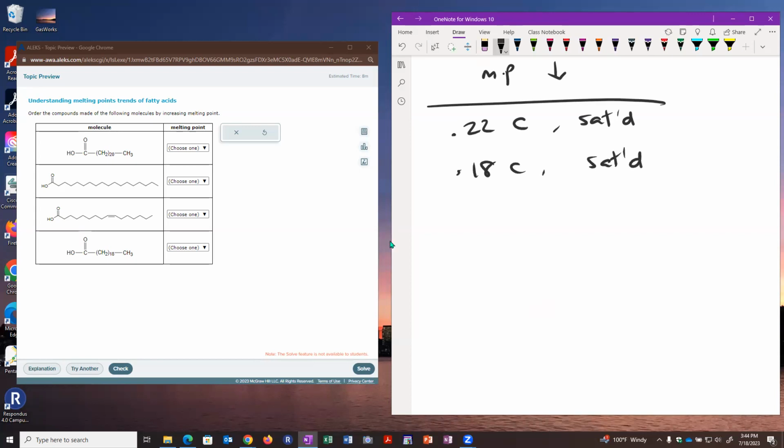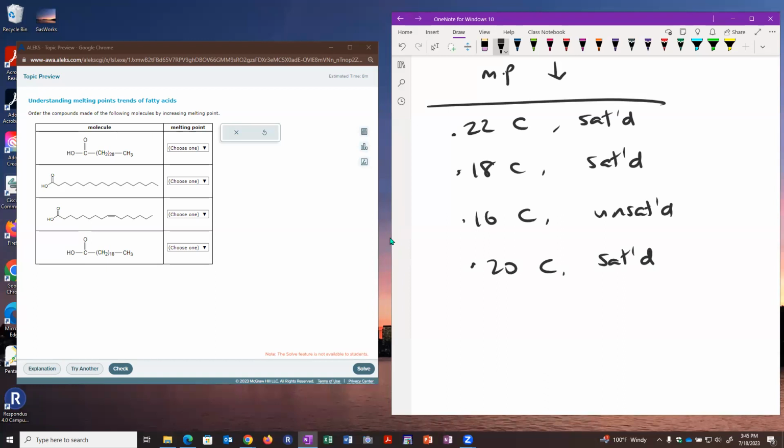If you look at the third one, we have 1, 2, 3, 4, 5, 6, 7, 8, 9, 10, 11, 12, 13, 14, 15, 16 carbons. And then this is going to be unsaturated because we have this carbon-carbon double bond in here. And then the fourth one has 18 CH2s, 19, 20 carbons. And this is saturated as well. All right.